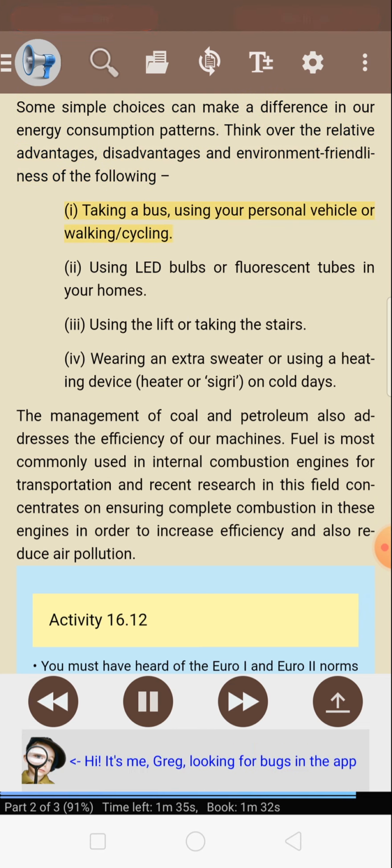I. Taking a bus, using your personal vehicle, or walking, cycling. II. Using LED bulbs or fluorescent tubes in your homes. III. Using the lift or taking the stairs. IV. Wearing an extra sweater or using a heating device, heater or sigri, on cold days.